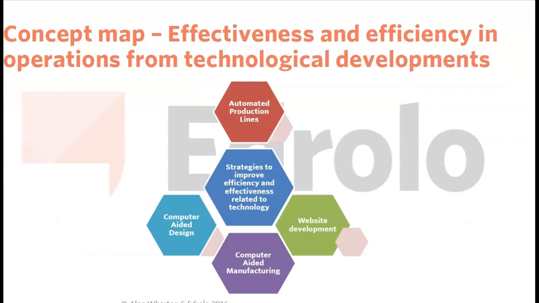Okay, so here's our concept map looking at the different strategies that we're looking to employ to improve efficiency and effectiveness related to technology. More accurately, this is Ed Rollo's concept map, but just something that I've thrown in here. So we're going to be looking at automated production lines, computer-aided design, computer-aided manufacturing, and website development as the four strategies that VCAA use in the current study design to improve efficiency and effectiveness related to technology.